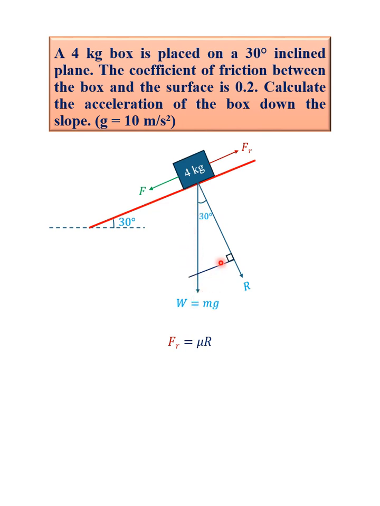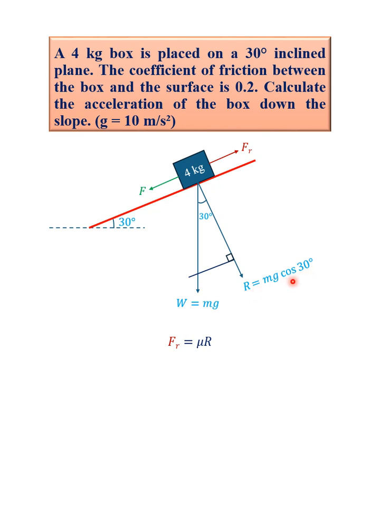There is a relationship between the adjacent and the hypotenuse, and that relationship is cos, which means that R will be equal to W cos 30 degrees. So R equals W cos 30 degrees. I have just replaced the W with the formula mg. So our R will be equal to mg cos 30 degrees.